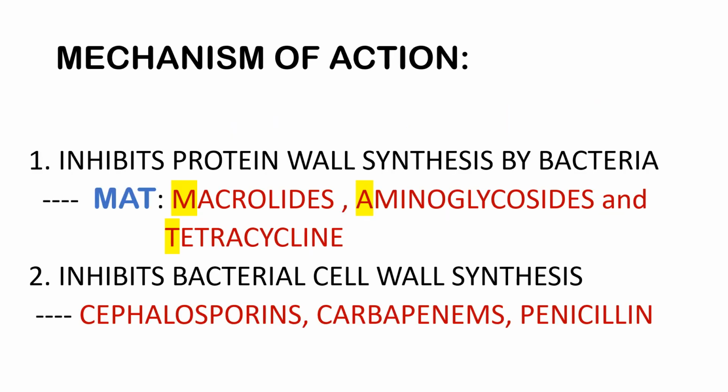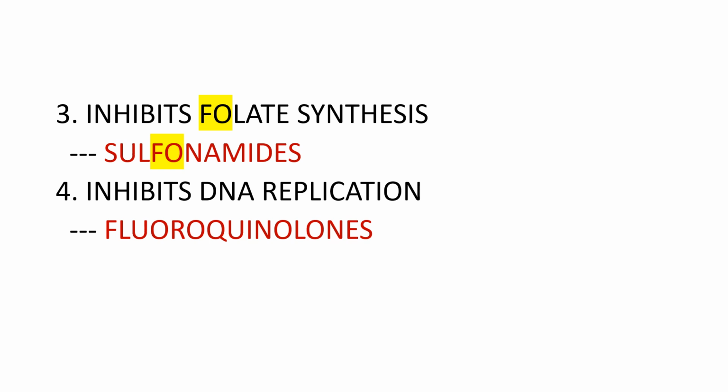Mechanism of action: it inhibits protein synthesis by bacteria, that includes macrolides, aminoglycosides, and tetracycline. Secondly, it inhibits bacterial cell wall synthesis, that is by cephalosporins, carbapenems, penicillin. Thirdly, it inhibits folate synthesis, that is by sulfonamides. And lastly, antibiotics inhibit DNA replication, example is fluoroquinolones.